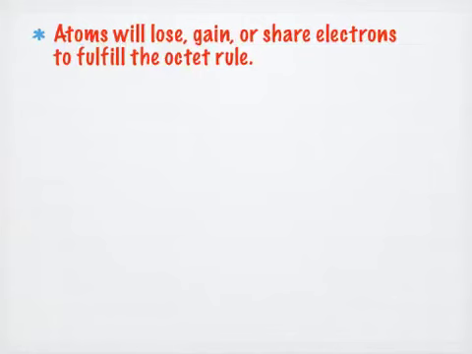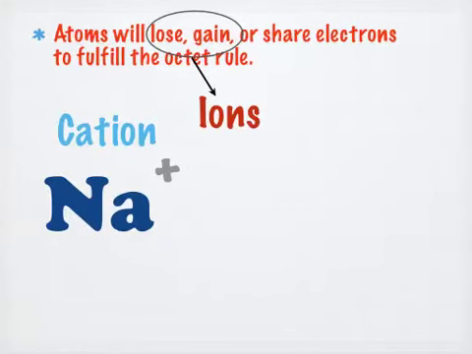So, atoms will either lose, gain, or share electrons to fulfill what's called the octet rule. The octet rule, remember, is having 8 on the outside. So if they lose or gain, they are called ions, okay? If an atom loses or gains. So here's how that works.